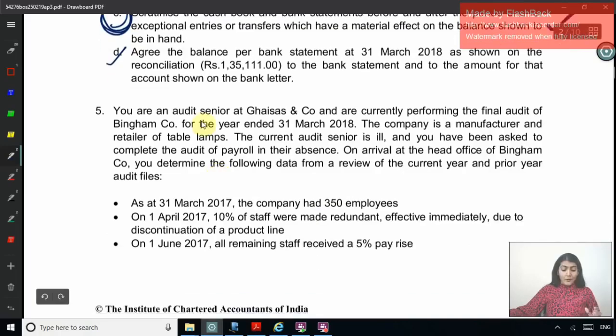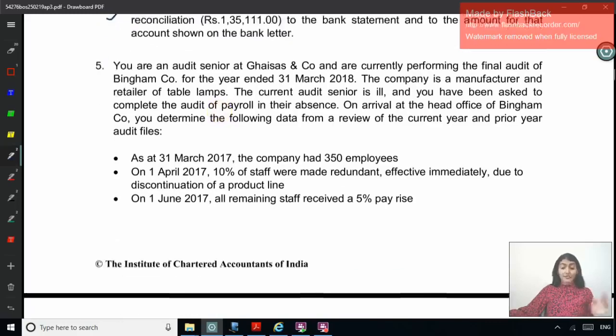Next one, 5. You are an audit senior of Ghesas and Company and are currently performing the final audit of Bingham Company for the year 2018. The company is a manufacturer and retailer of table lamps. The current audit senior is ill and you have been asked to complete the audit of payroll in their absence. On arrival at the head office of Bingham Company, you determine the following data from a review of the current year and the prior period audit files.